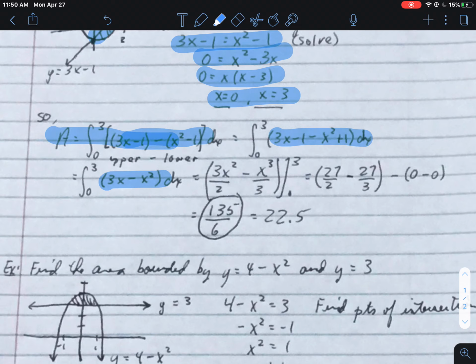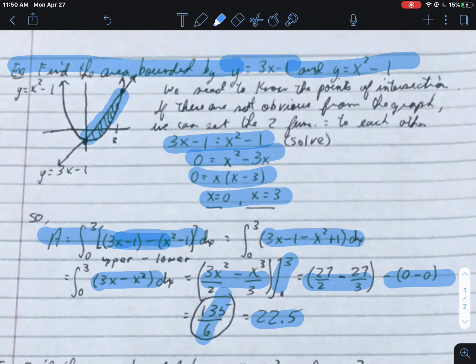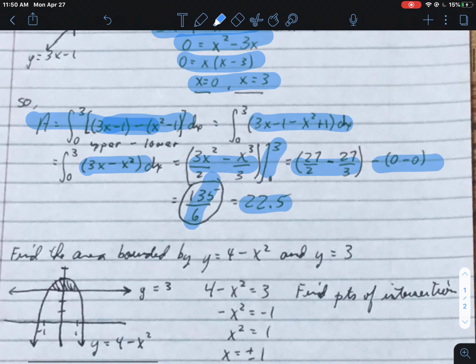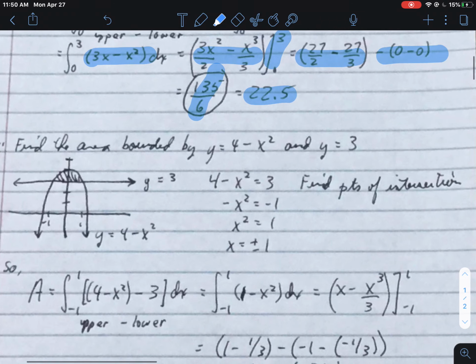Find our antiderivative, 3x squared over 2 minus x cubed over 3, evaluated from 0 to 3. So plug in 3, plug in 0, upper limit minus lower limit, and I ended up with 135 over 6, or 22.5. And that's the area between those two curves. Basically, we'd say it's the area of that shaded region. Right? But I can give you a second one, just to give you another example.